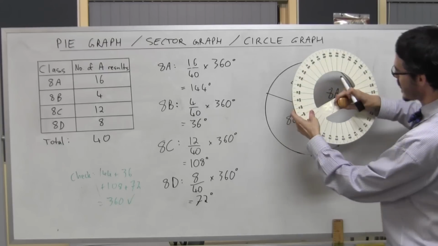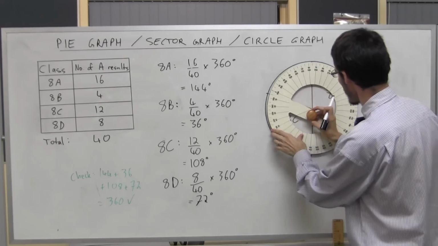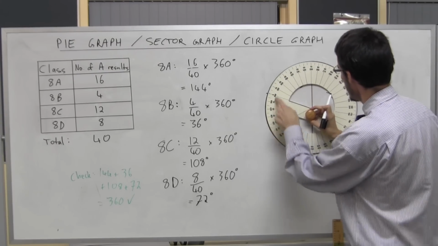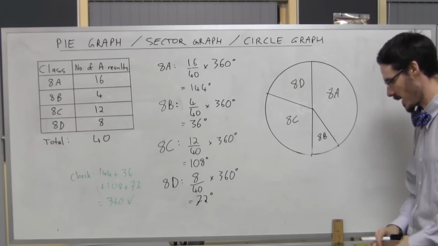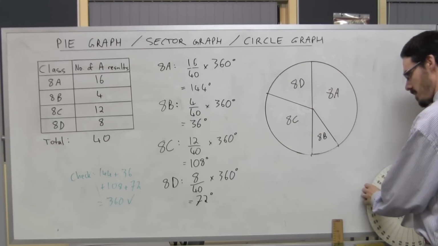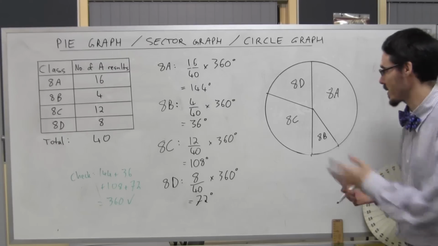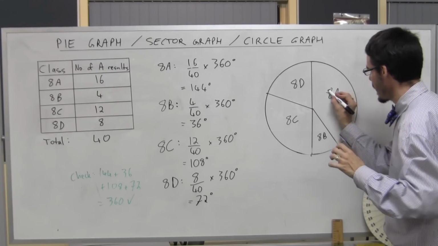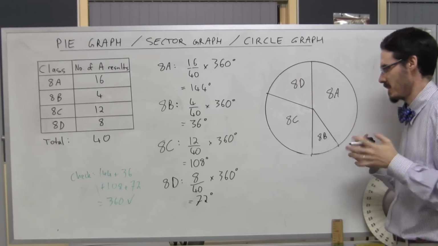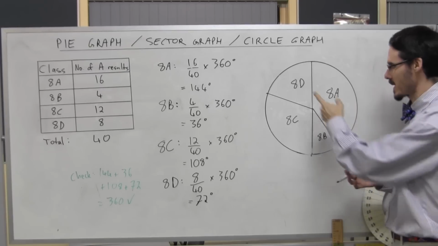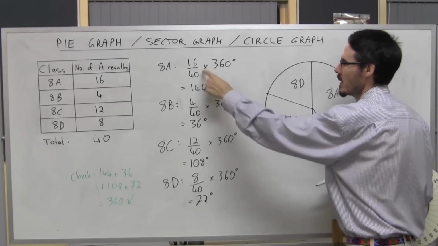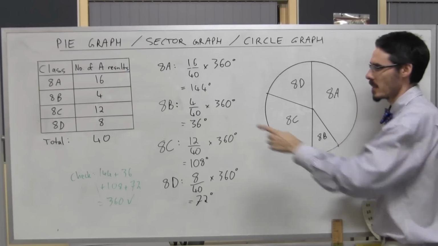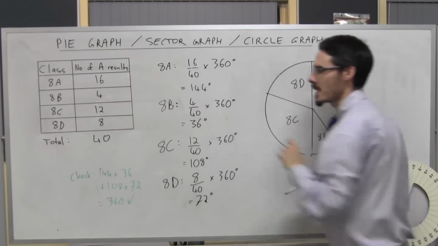It is probably worth checking that the one you've got left is actually the right size. It needs to be 72 degrees. Line up the 0. It is just over 70 degrees. Excellent. And there's my sector graph. Feel free, if you wish, to go ahead and colour each of those sectors a different colour. The point here was to work out how big the sizes were. They're just proportional to the relative size of each of those sections.